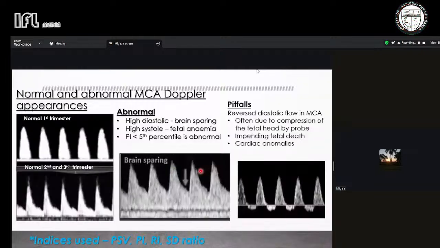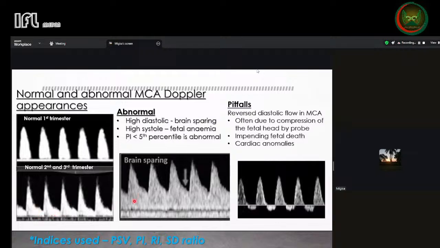So this slide is about appearances, normal and abnormal appearances in the middle cerebral artery. In first trimester, you're going to have very high resistance monophasic waveforms. You literally don't have any diastolic flow. And then in second and third trimester, normally they are high resistance. You have little diastolic flow.